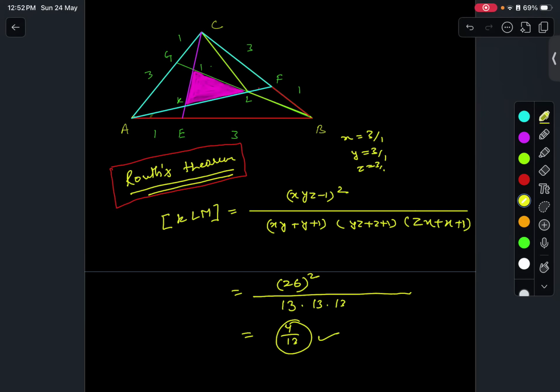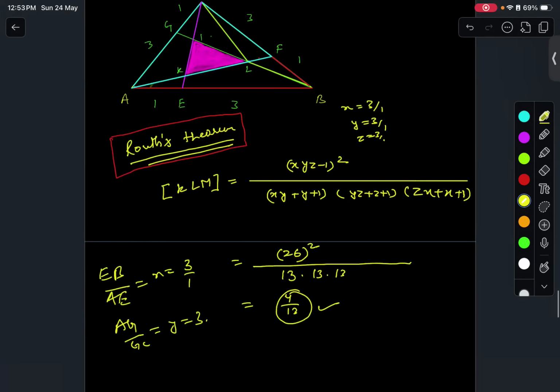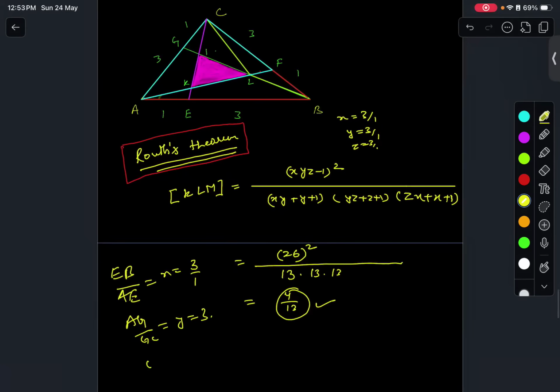Sir, what are x, y, z in terms of ABC? EB upon AE is x, that is 3:1. And y and so on. AG upon GC is equal to y. Tell me what will come for the third one? CF upon FB is z, that is 3 again. Very simple now. Very simple.